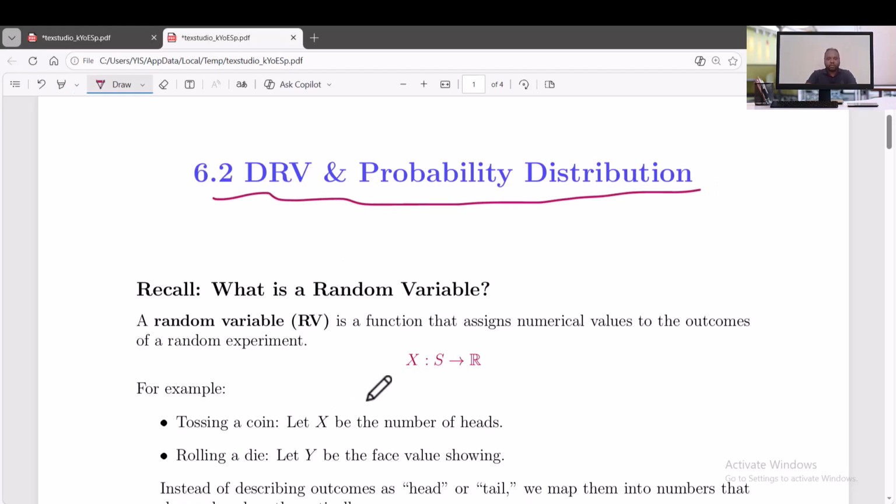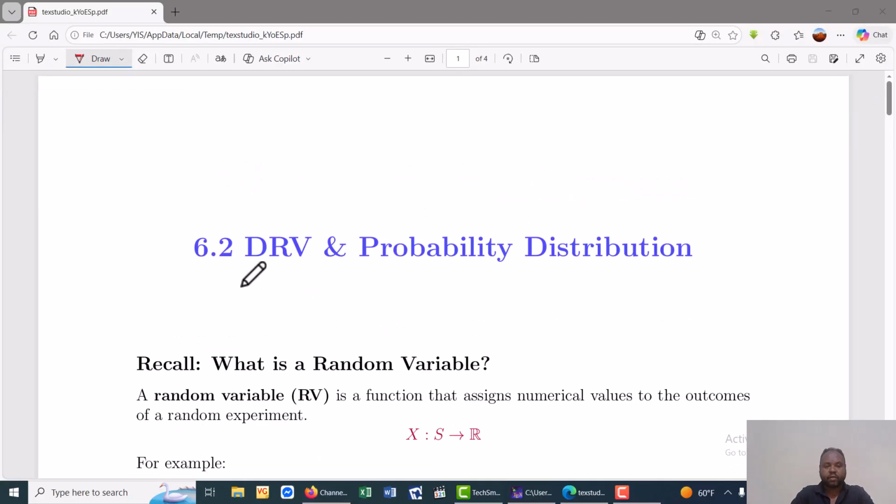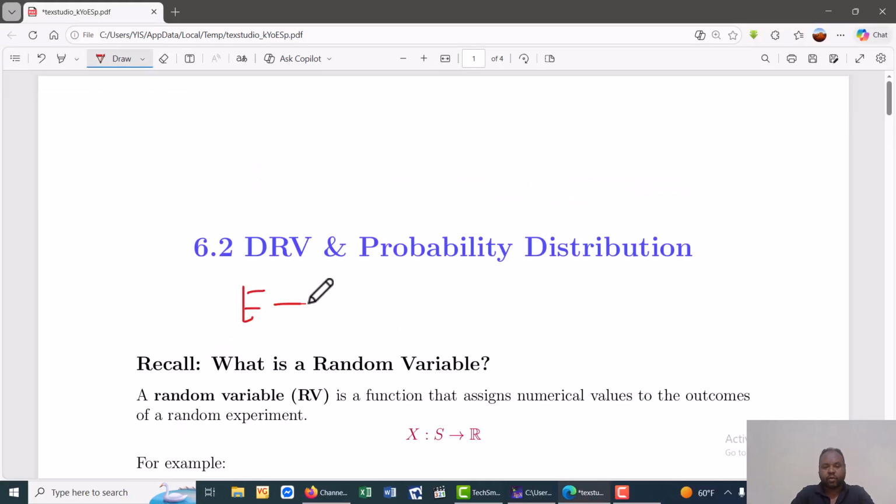A random variable is nothing but a function that assigns numerical values to the outcomes of a random experiment. To talk about random variables, we first need to understand what random experiments are. From a random experiment, we expect to have a sample space, and over this sample space, we define a random variable. This random variable is a function that assigns numerical values to the outcomes of a random experiment under this sample space.